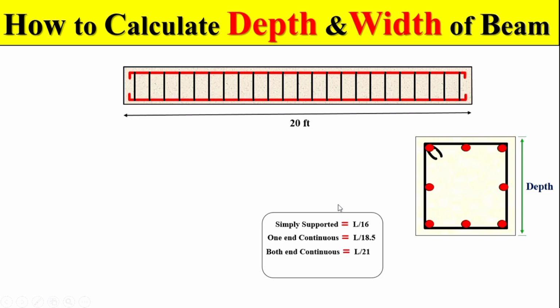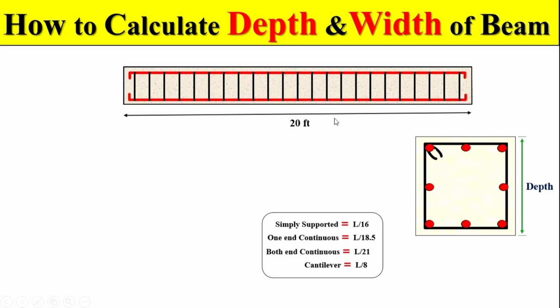And then the third condition, if both ends of the beam are continuous, so in those cases we divide the total length of the beam by 21. And then if we have a cantilever beam, we divide the length of the beam by 8.